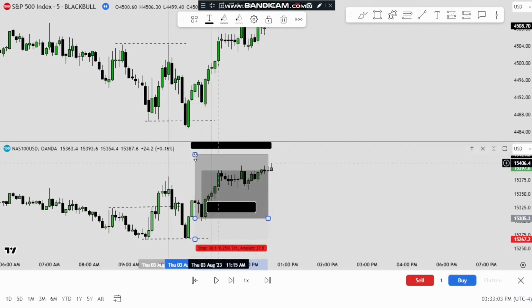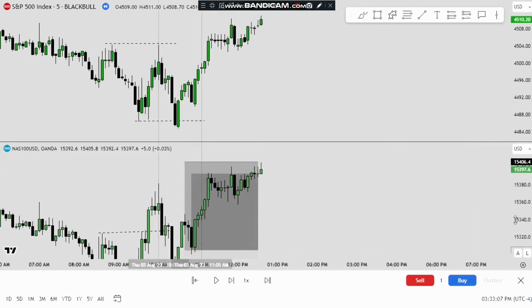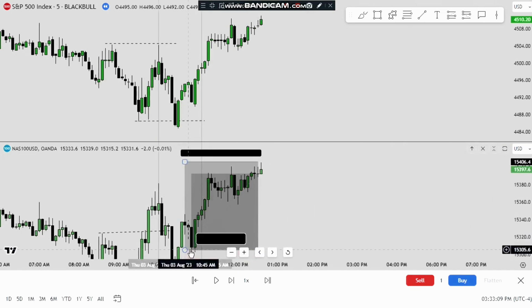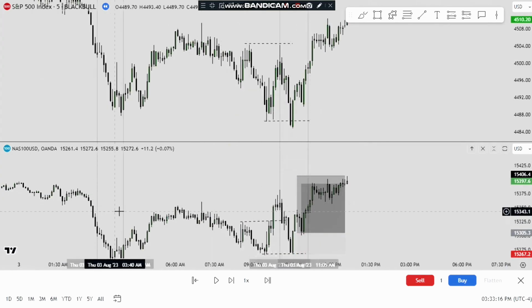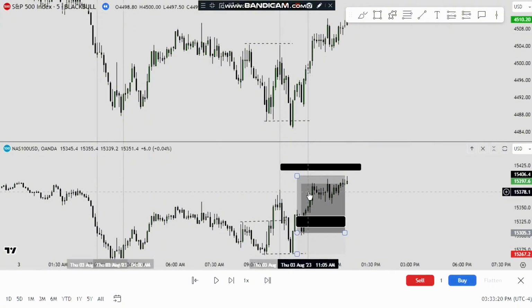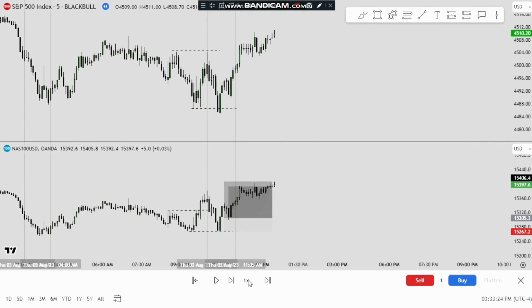Okay, like this is already 10 handles from 15305. This is more than 10 handles, so we got no trade during 3 to 4 a.m. and then we got a winning trade at 10 to 11 a.m. Now I will forward it to the next day.